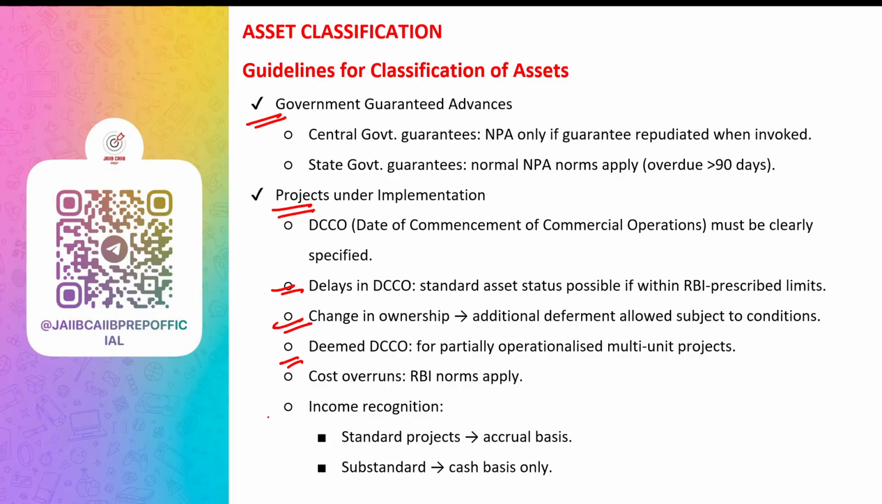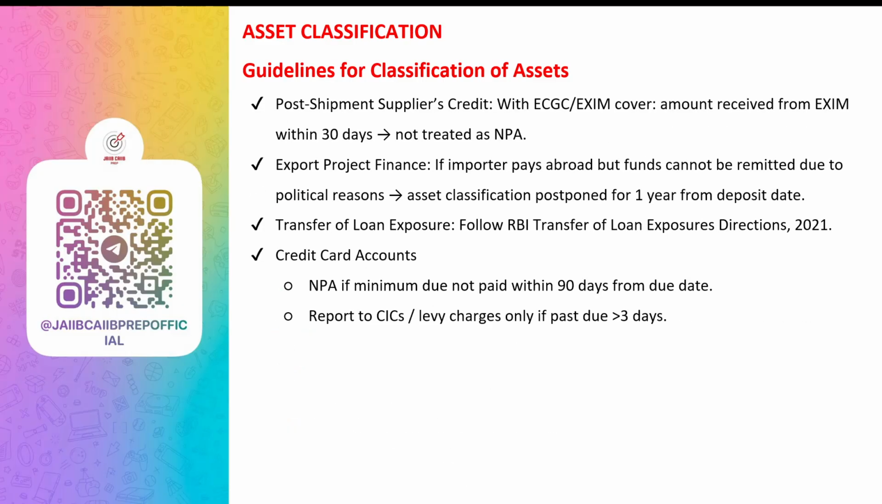Income recognition. So if the project loan is standard, the bank can recognize income on an accrual basis. And if it is substandard, income is recognized only on actual receipts, meaning to say cash basis only. If debt interest is converted into instruments like bonds or equity, then those follow restructuring norms.